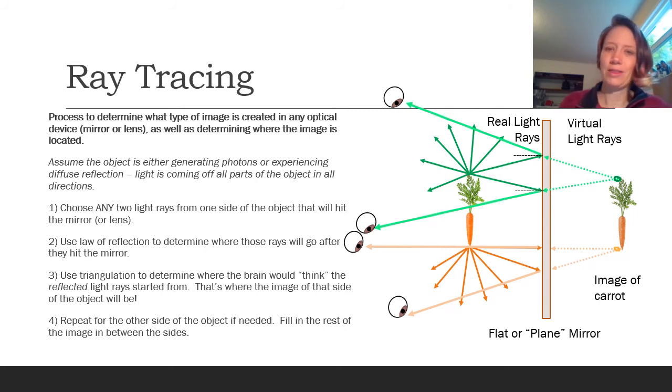And we'll talk about classifying that image in just a second. But this process is super important, and we're going to be doing the same generic process for every optical device in this unit, so make sure that you highlighted this in your notes and review this page frequently.